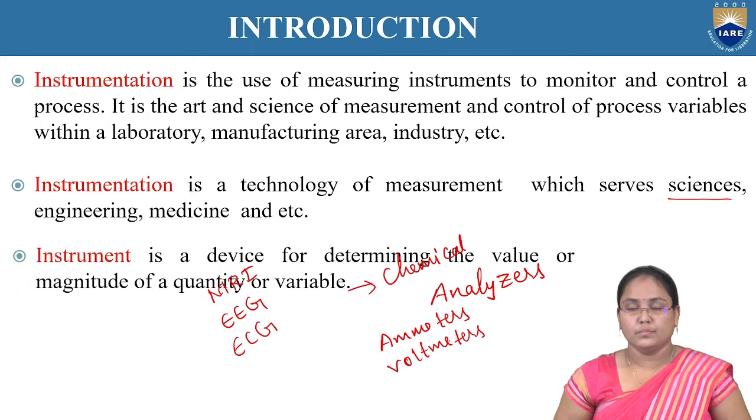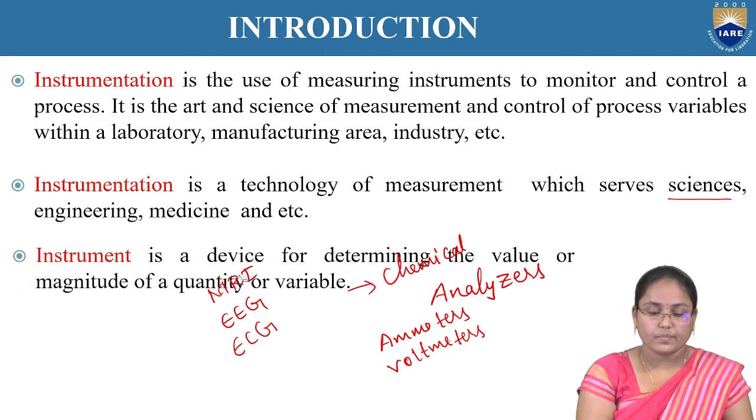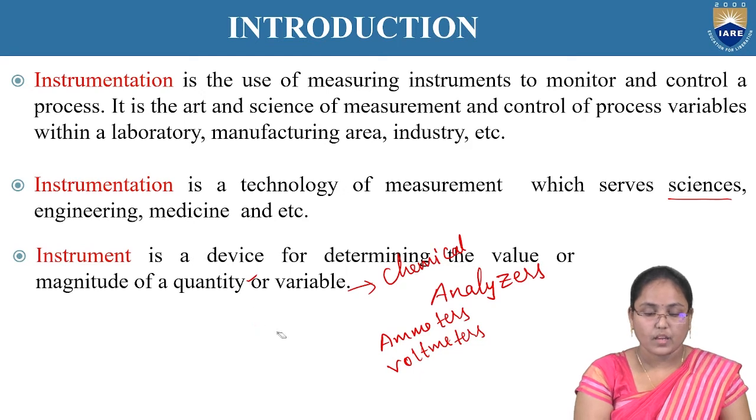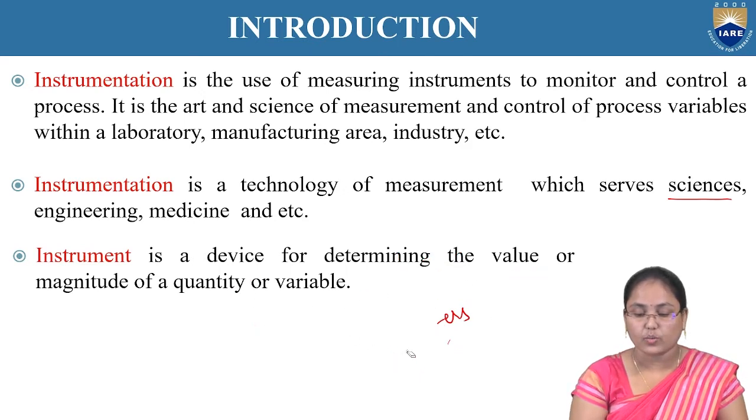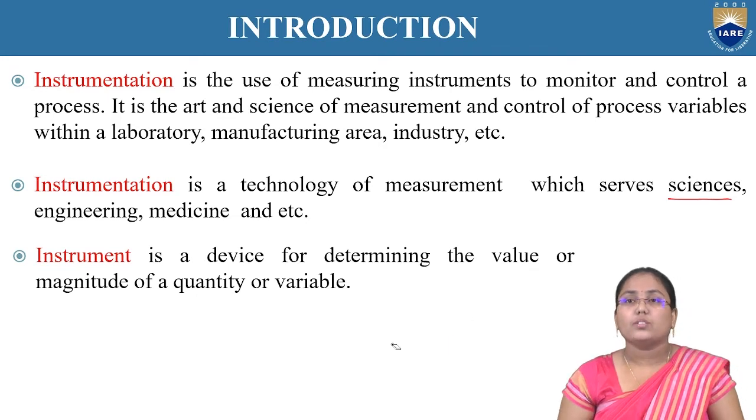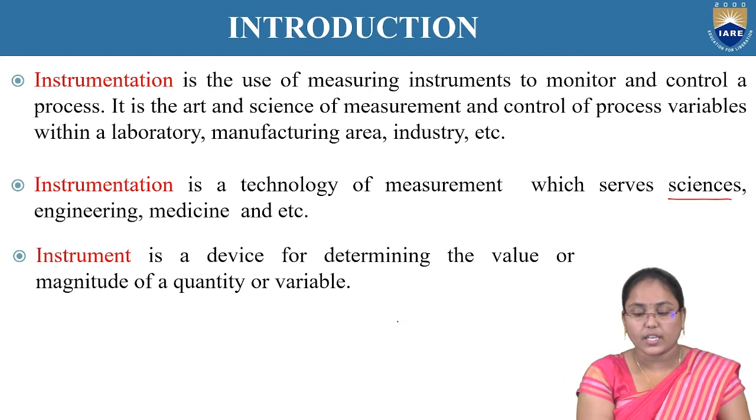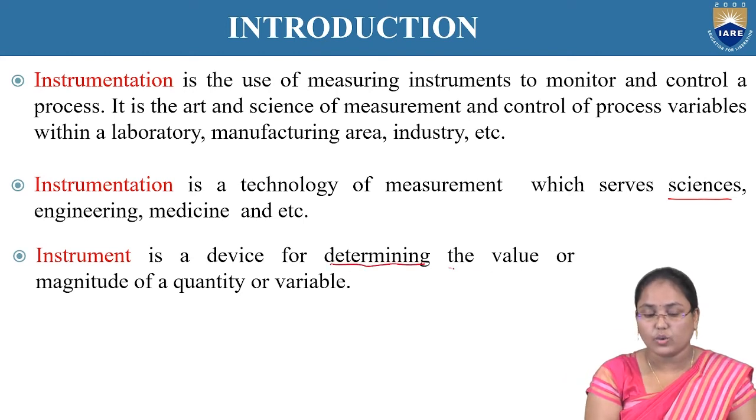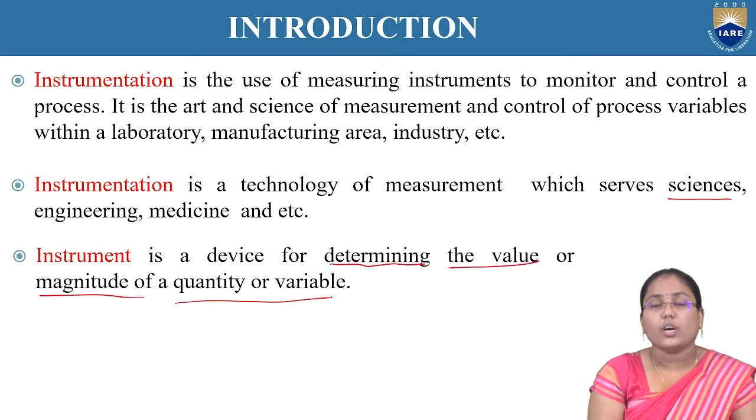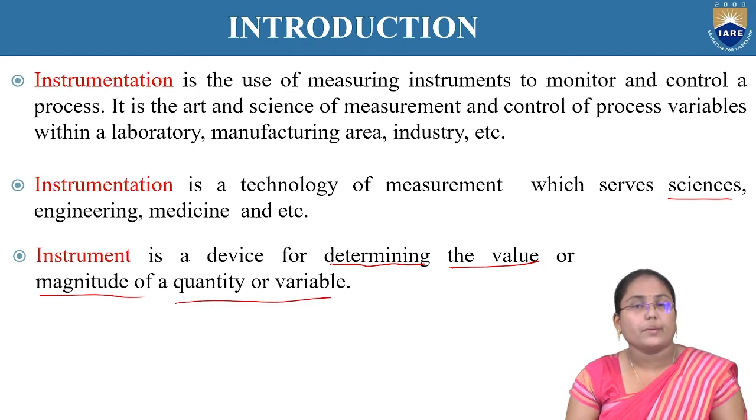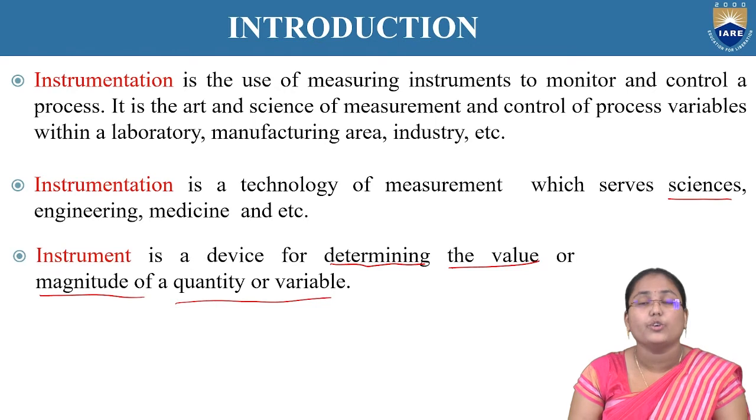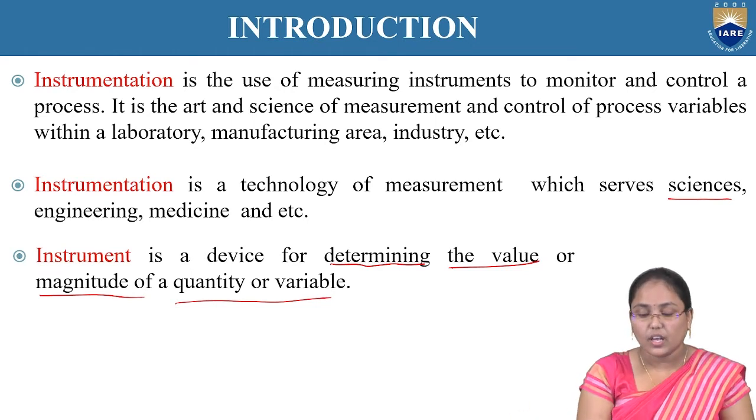So here, an instrument is a device for determining the value or magnitude of a quantity or variable. Whenever we say there is an instrument, it is basically used to determine the value or magnitude of a quantity or variable. So what is meant by determining the value or magnitude of a quantity or variable here is this.